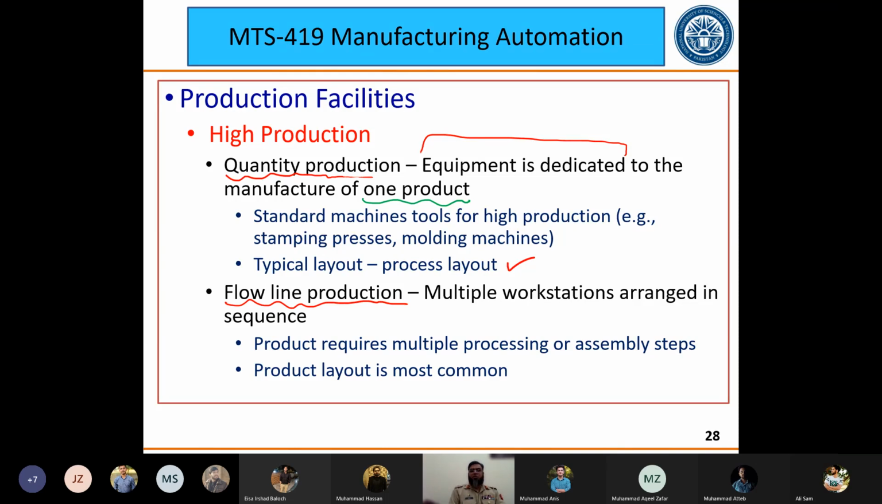ठीक है. सो इसमें क्या है कि जी वी नीड, इसका जो टिपिकल लेआउट है दैट इज द प्रोसेस लेआउट. ठीक है. सेकंड जो है दैट इज द फ्लो लाइन प्रोडक्शन. सो इसमें क्या है, द मल्टीपल वर्क स्टेशंस आर अरेंज्ड इन अ सीक्वेंस. हम पहले भी इसको देख चुके हैं. सो एक मशीन, दूसरी, तीसरी, चौथी इन अ सीक्वेंस, और एक तरफ से मटेरियल एंटर होता है, दूसरी तरफ से आउट हो जाता है आफ्टर कैरिंग आउट दोस 4 types of processes on the raw material.